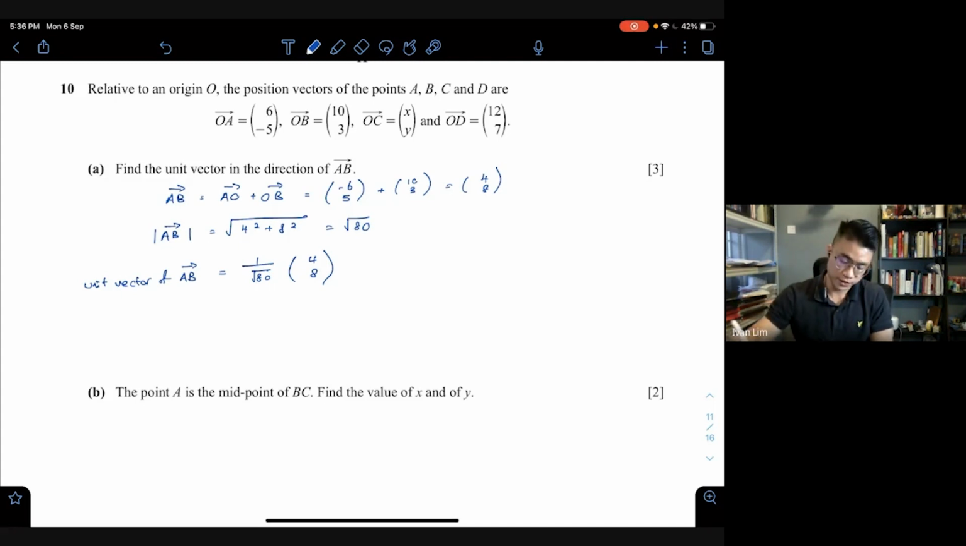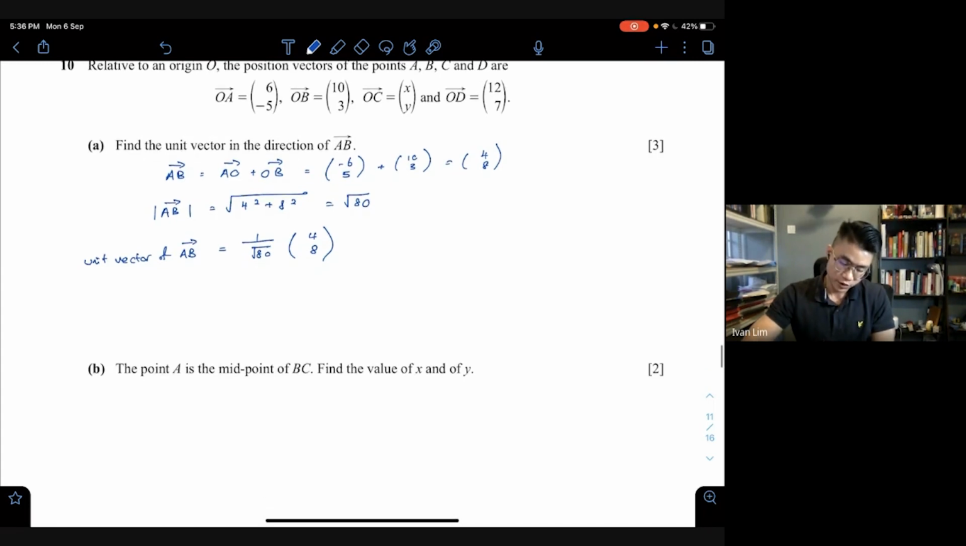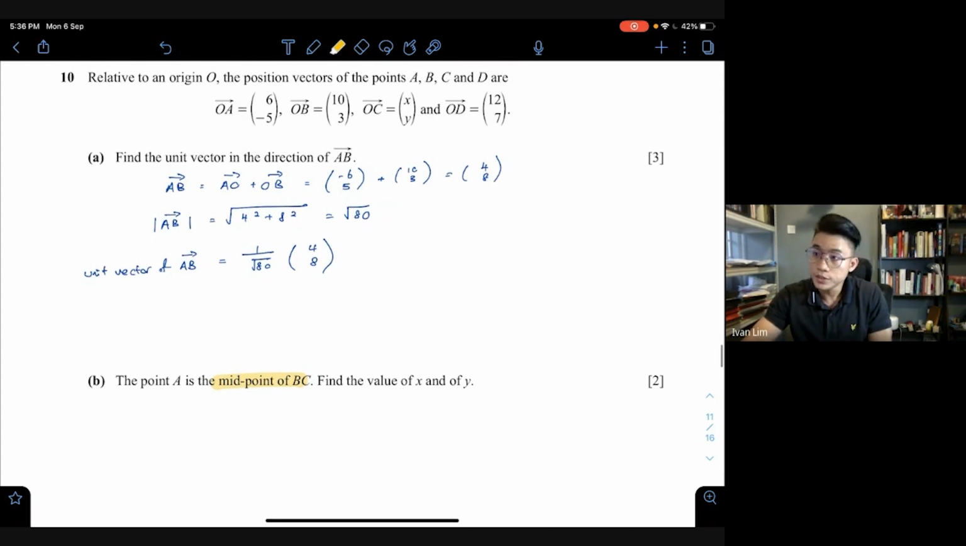Okay, question B. The point A is the midpoint of BC. Find the value of x and y. Okay, when they say midpoint, we have to use the midpoint formula. Number 1, do we have BC? BC is BO plus OC. OB and OC.